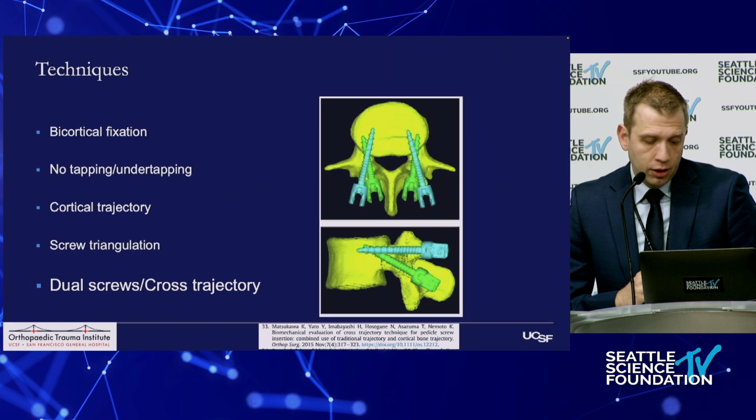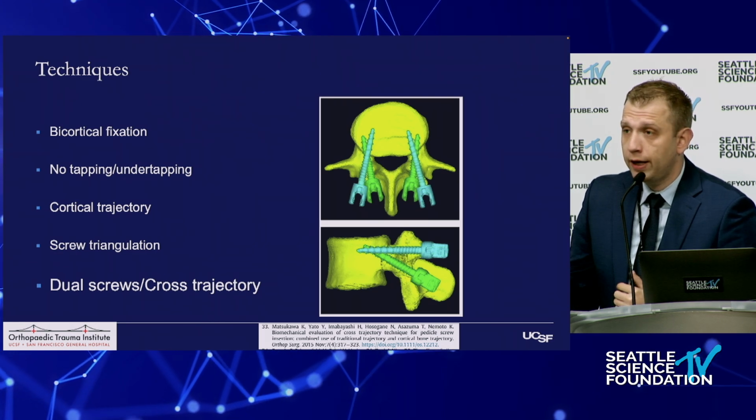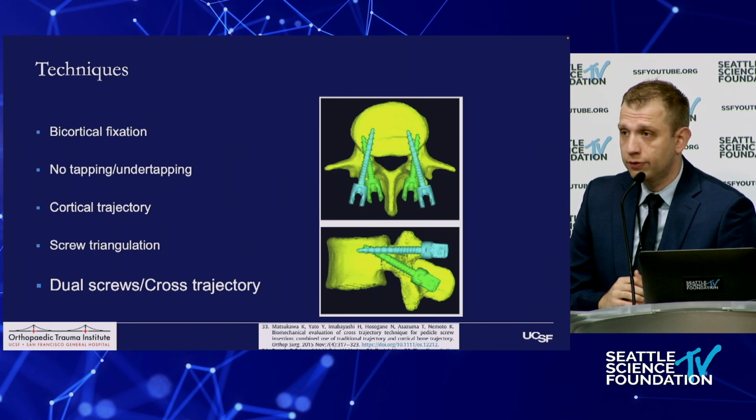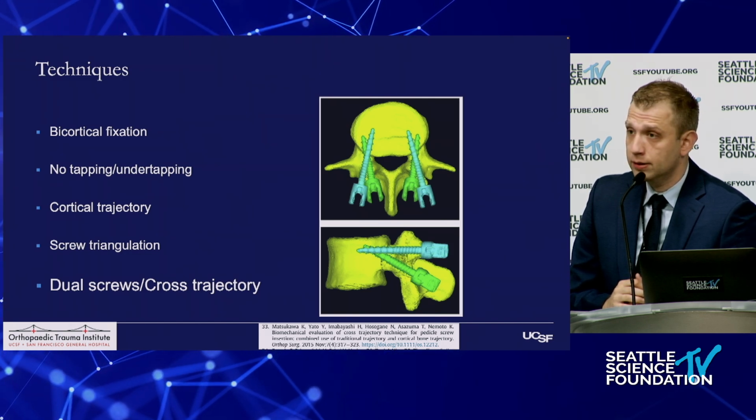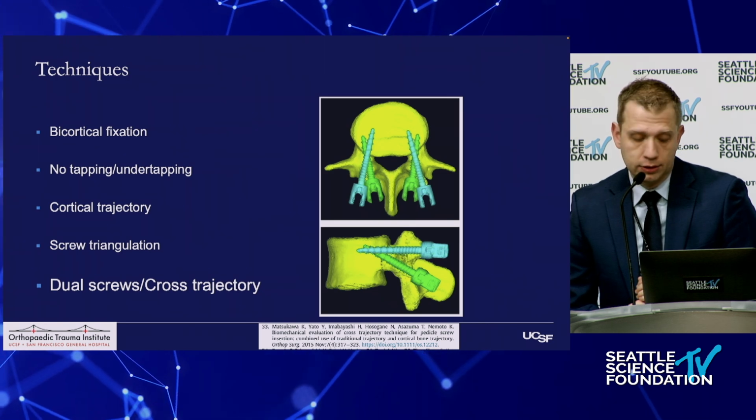And then another technique involves just putting in 2 screws. The downside of this is you need to use screws of smaller diameter, and it can be kind of futzy, but some people do this, and it's been shown to be biomechanically stronger.